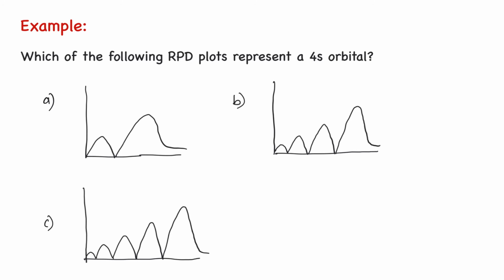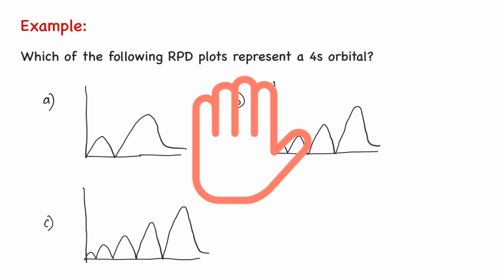Let us do another example. Which of the following radial probability distribution plots represents a 4s orbital? Pause the video here and try to answer the question.